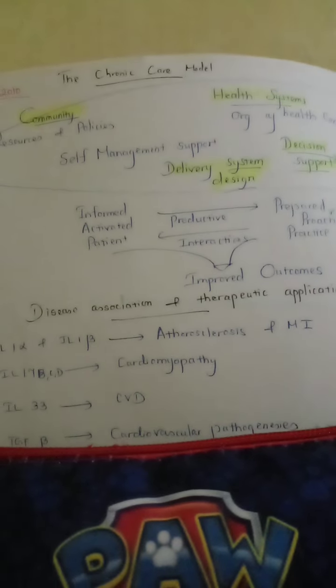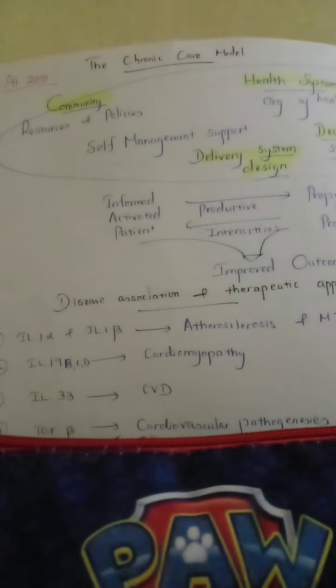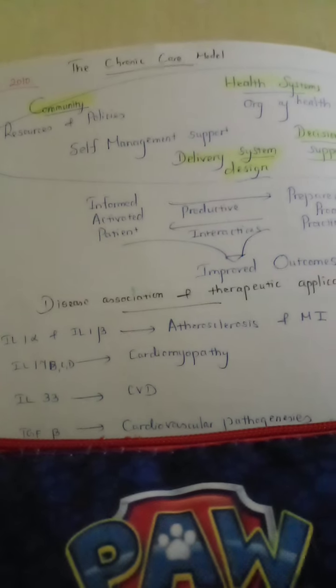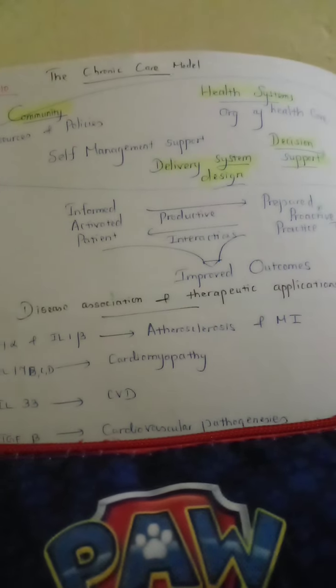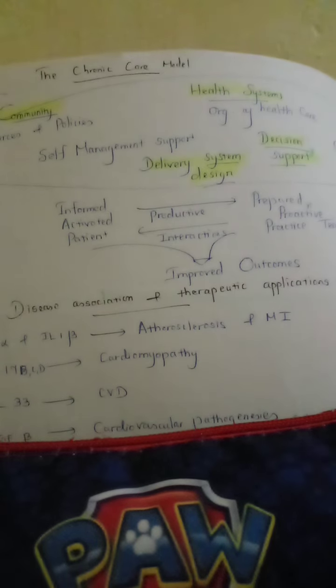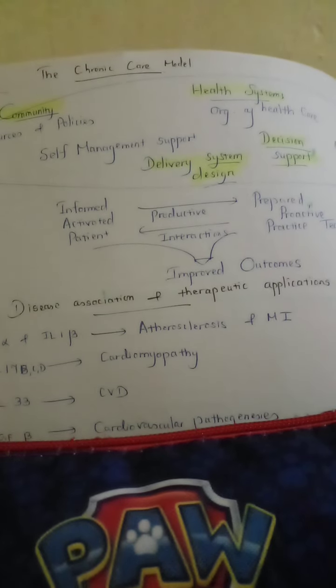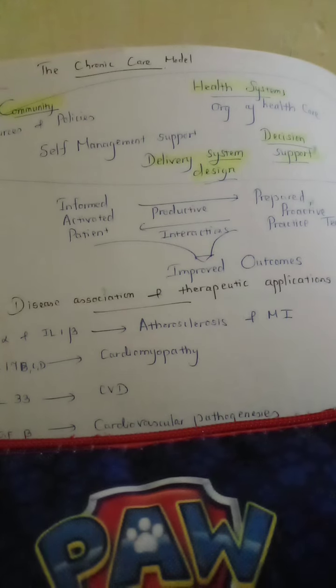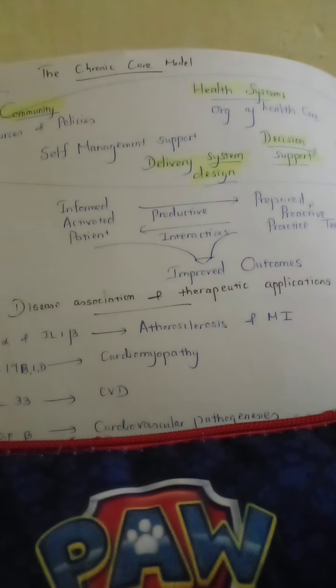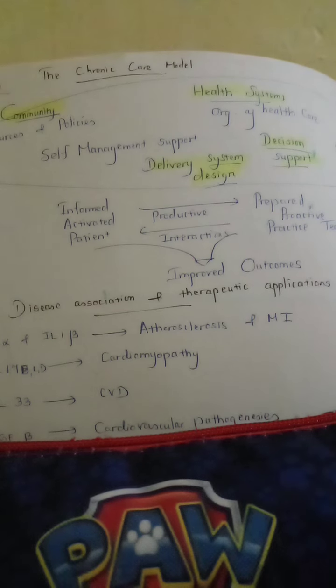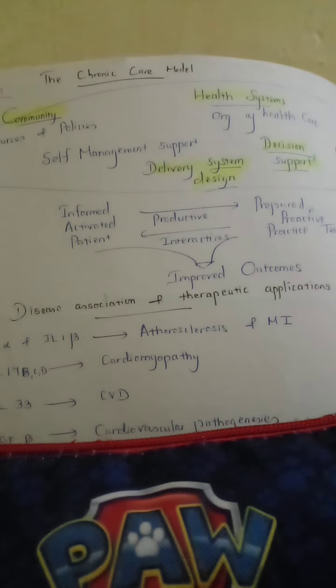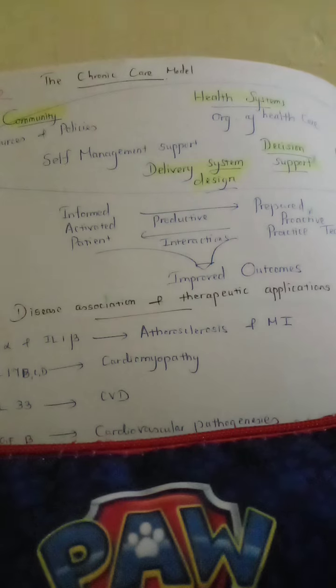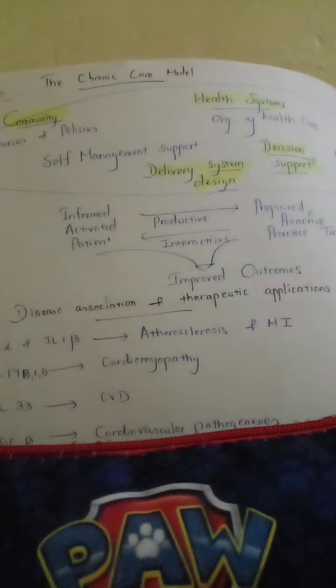Today's research theme 4 focuses on the article A 2010, which portrays a model for chronic care. That means for patients suffering from chronic health conditions, what kind of a healthcare model should be applicable or should be implemented in order to provide an effective treatment for these patients.